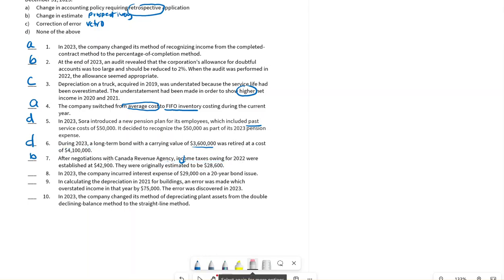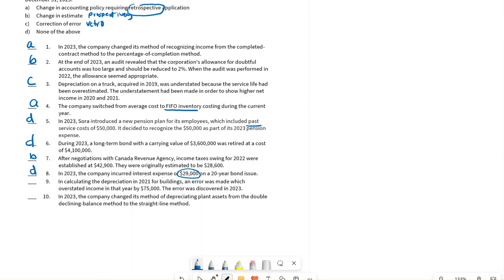Going further, we go to the next one. In 2020, the company incurred interest expense of 29,000. So you have an interest of 29,000. It's a liable expense. If it's a liable expense, then we don't need to do anything.